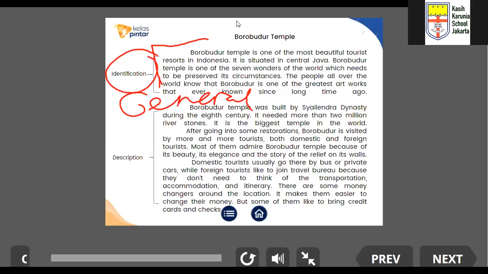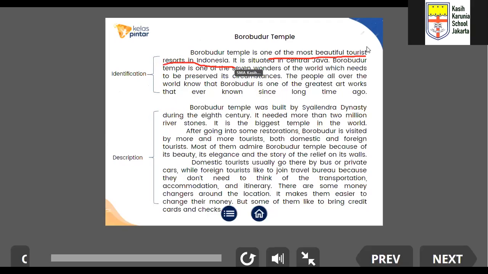Okay, let's take a look. Coba kita lihat deh. Kenapa ini pernyataan umum sih, sir? One of the most beautiful tourist resorts in Indonesia. Oke, ini masih umum ya. It is situated in Central Java. Masih umum. And then Borobudur Temple is one of the 7 wonders. Salah satu dari keajaiban dunia. Oke, kan itu umumnya. Wonders of the world.